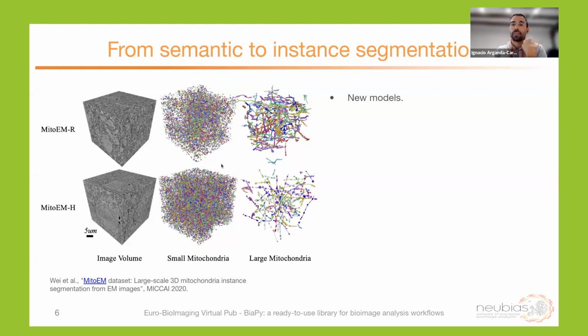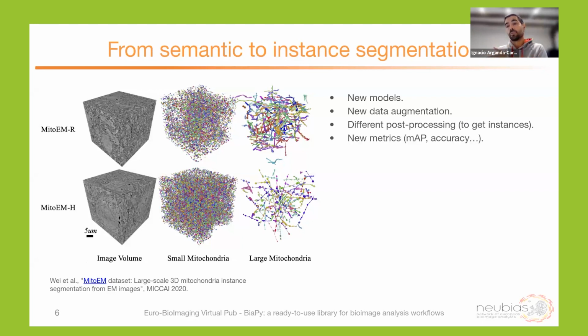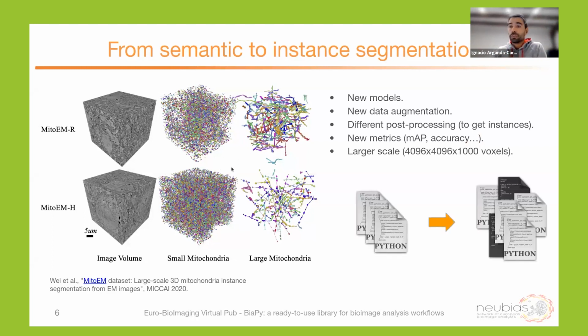So suddenly we had to create new models based on the code that we had before, new data augmentation. Now everything was 3D. We had other challenges there, different post-processing, of course, because for every object we need to get the individual instances, and therefore we needed different metrics. And very importantly, we had to deal with a much larger scale data set. So suddenly, from our more or less well-organized set of scripts, we ended up with a chaos of scripts, not only in Python, but in other languages also to run in a data center, etc.